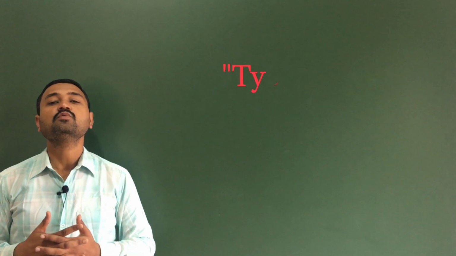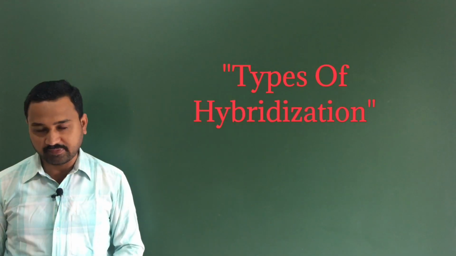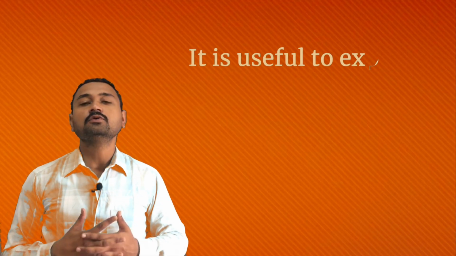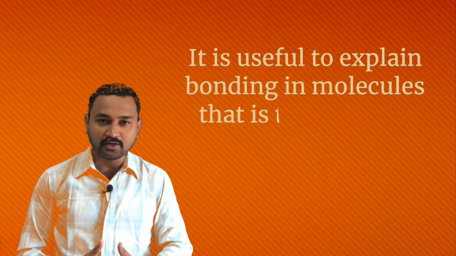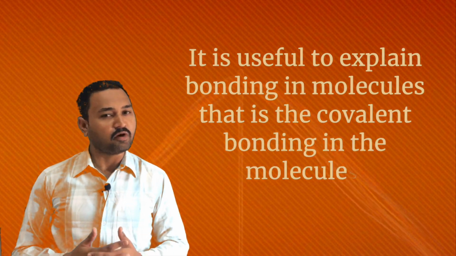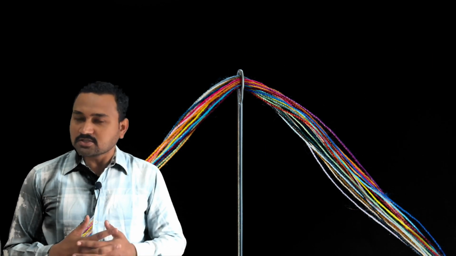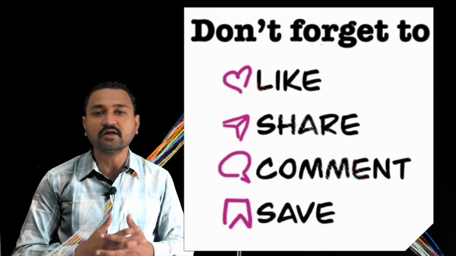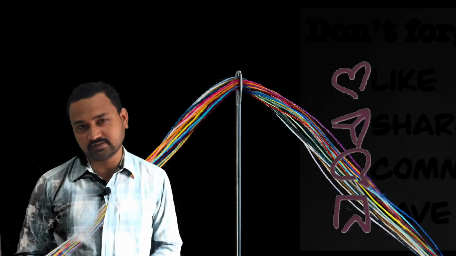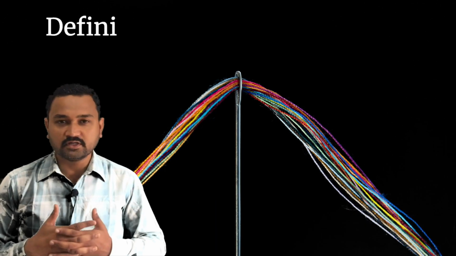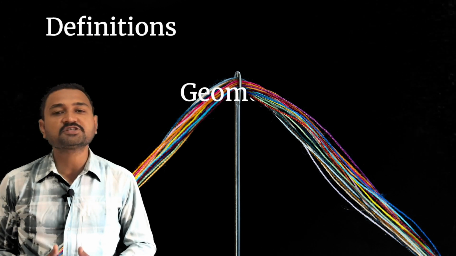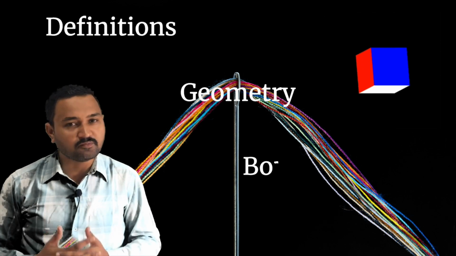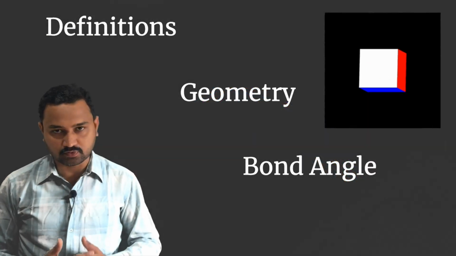In today's lecture, we are going to learn about the types of hybridization. We know that hybridization is a concept which is useful to explain bonding in molecules, particularly the covalent bonding in the molecules. So in today's lecture, we are going to learn the types of hybridizations that we have observed during the formation of molecules. We will know about the definition of the different types of hybridization along with the geometry and the bond angle which is present in the molecule after the hybridization process.